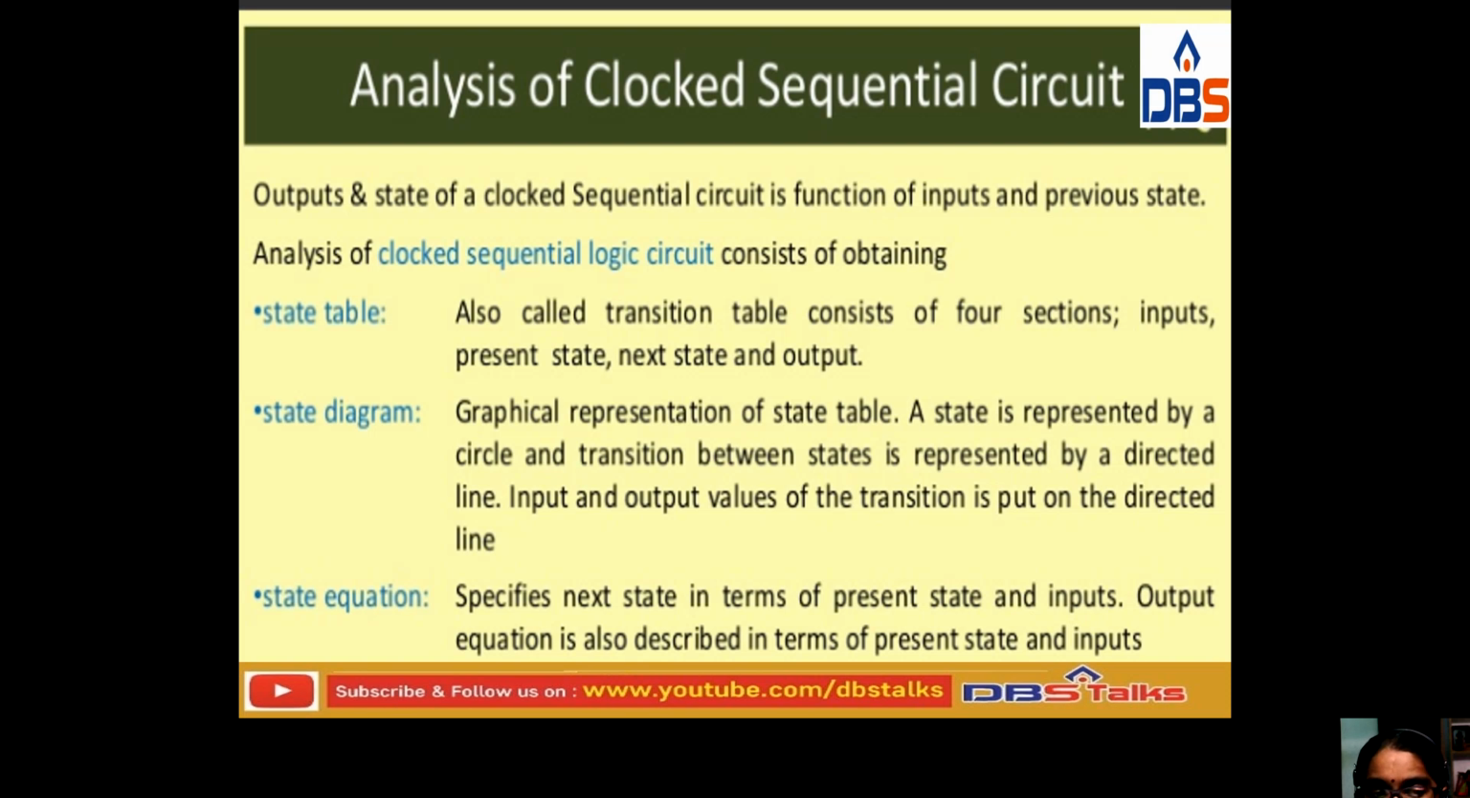By this we can say that the state table, the state diagram and the state equation all come under the analysis of clocked sequential circuits.